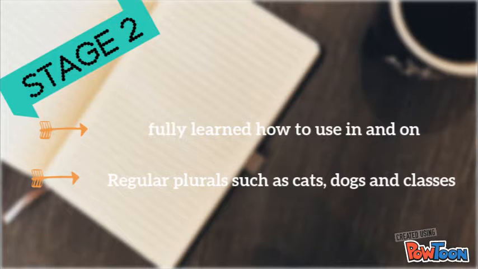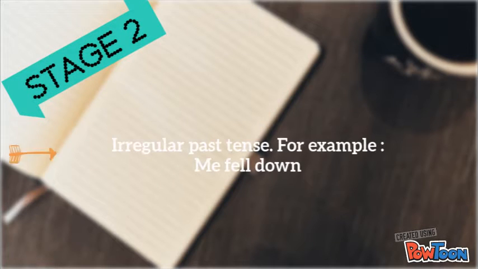For example, cats, dogs, and classes. Furthermore, irregular past tense can also be seen in sentences. Me fell down, for example.